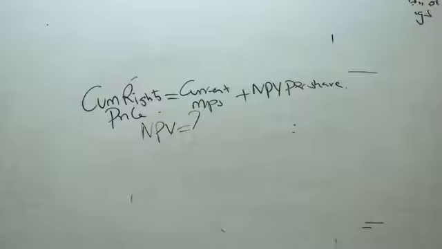So what are you looking for? You're looking for net present value. Why? Because the examiner wants us to talk about the CUM rights price, and I'll be having the privilege of receiving any net present value.